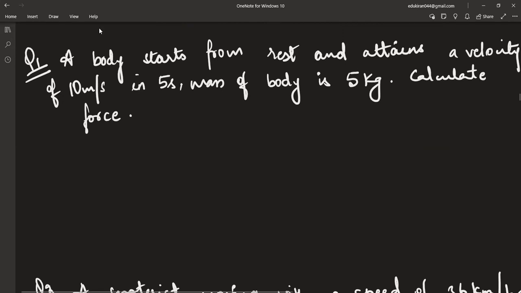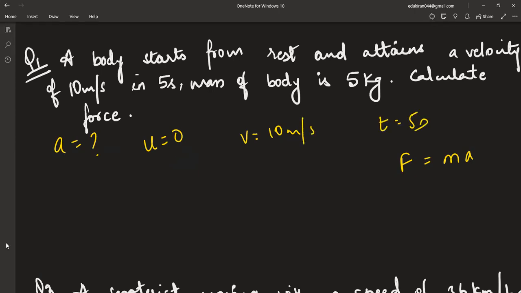This question says a body starts from rest and attains a velocity of 10 meter per second in 5 seconds. Mass of the body is 5 kg. You have to calculate the force. See, F is equal to ma. So mass we know, but do we know the acceleration? No. Initial velocity is zero, velocity is 10 meter per second, time is 5 seconds. So at least we can use the uniformly accelerated motion equation to find acceleration.